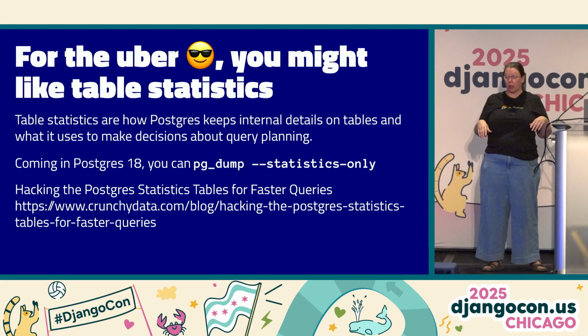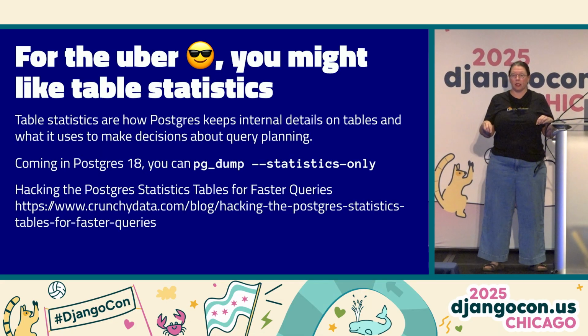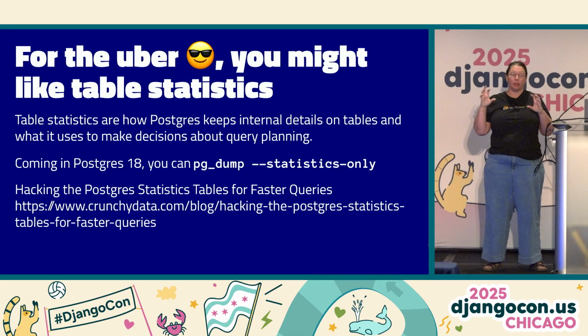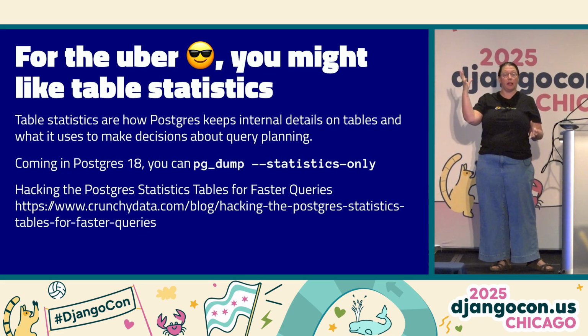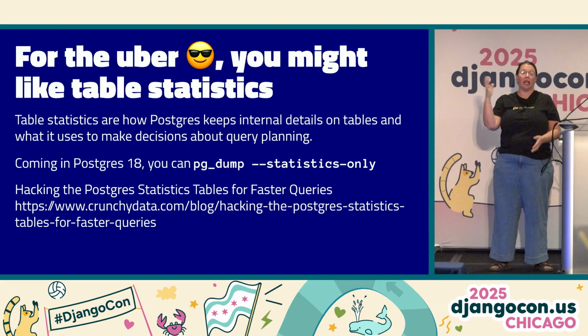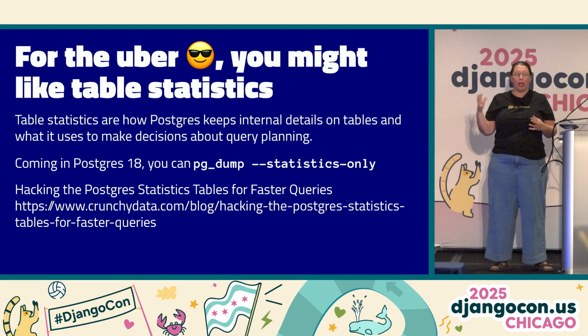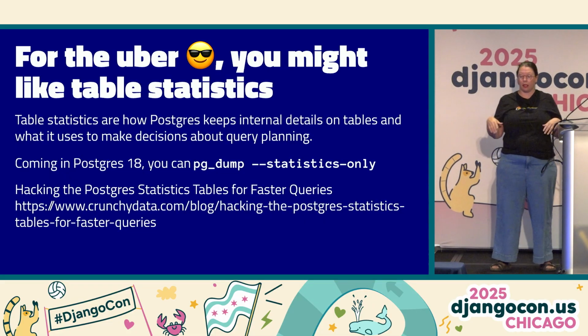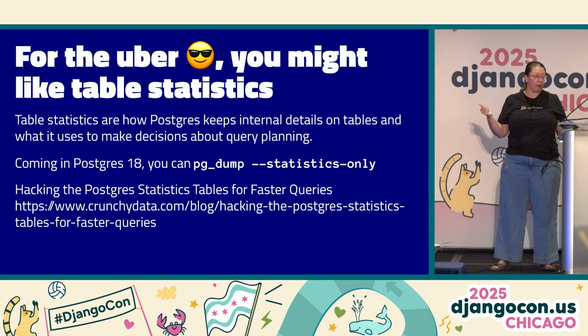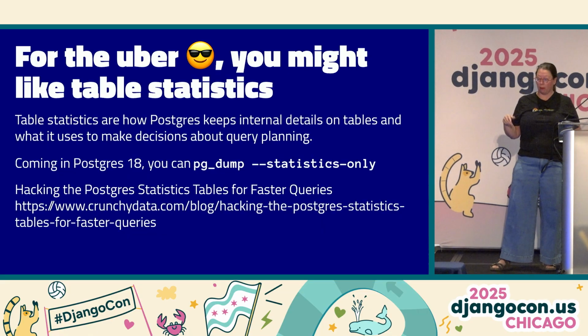If you're super into really deep Postgres stuff, Postgres has a bunch of things inside its own table statistics that know how big the database is, what the cardinality of certain columns is, and you can actually dump table statistics and restore those into a database that doesn't even have the same data. This is a new thing coming out in Postgres 18. I have a little flyer at my table about other Postgres 18 features if you're curious.